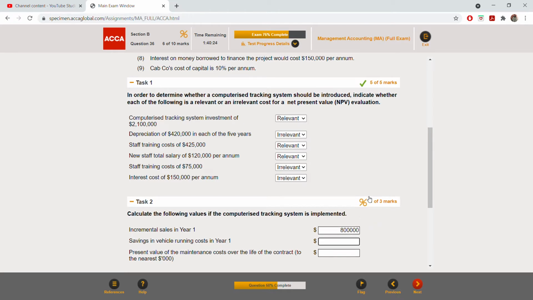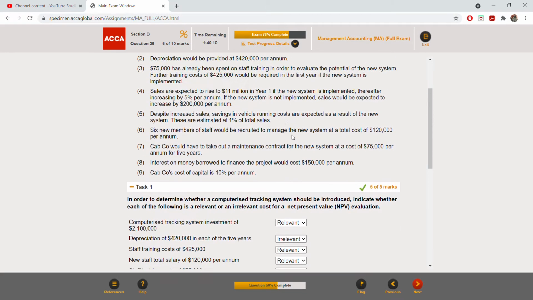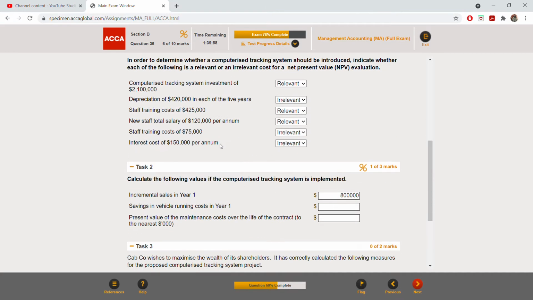Savings in vehicle running cost in year 1. What is the savings in vehicle cost? It's very simple. They told in point number 5, savings in vehicle costs are expected to be 1% of the total sales. What is the total sales now? It is 11 million. Out of this, just take 1%. It will be 110,000. So 1% of 11 million is 110,000.